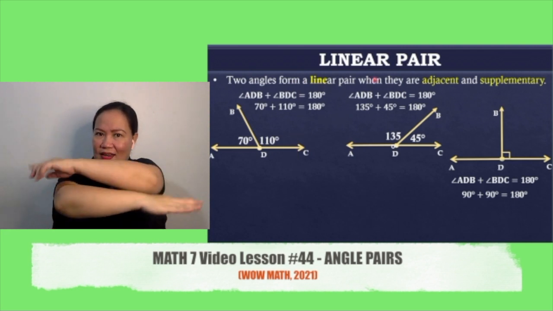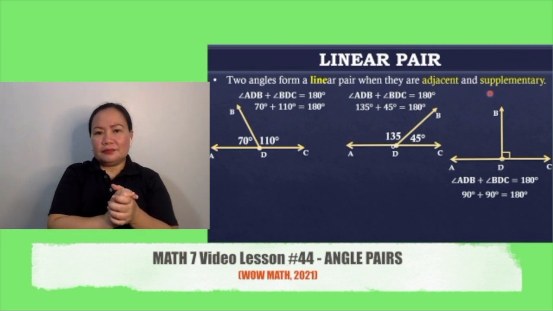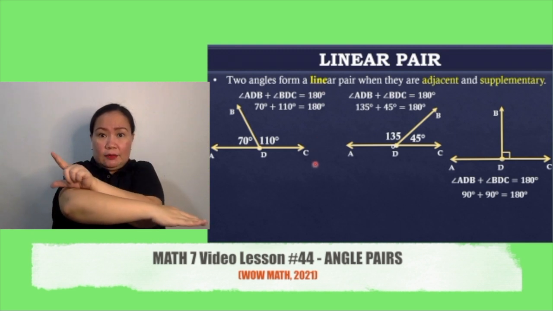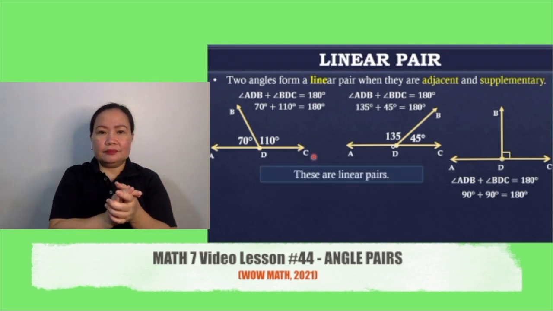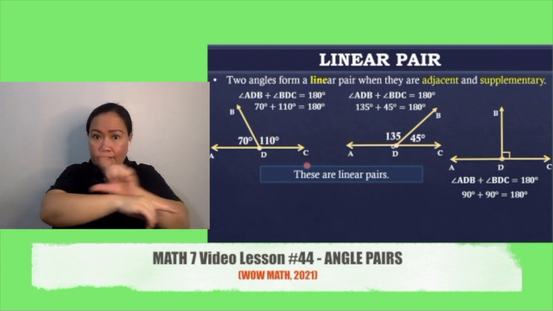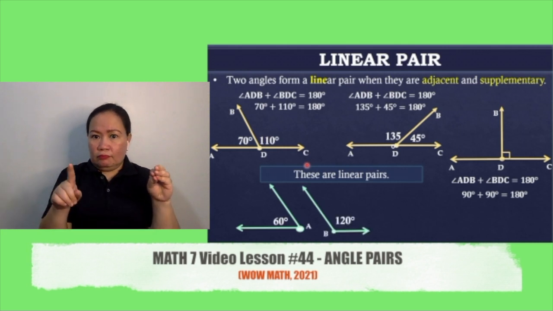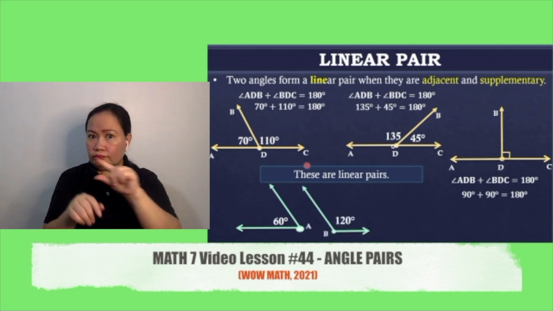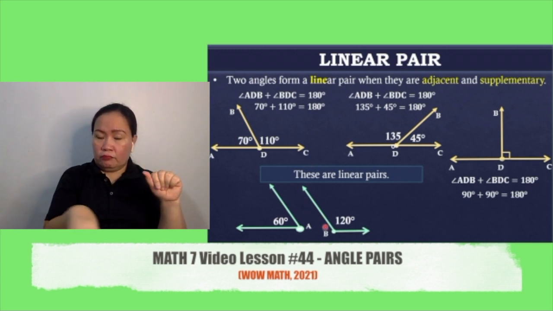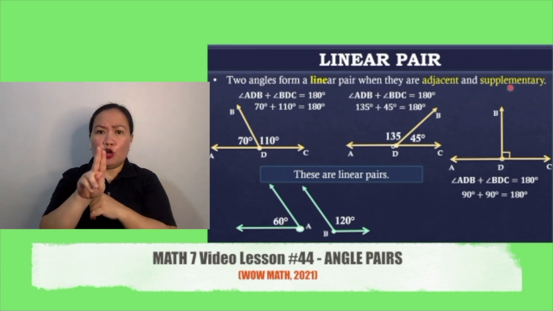So aside from adjacent and supplementary, paano natin malalaman na linear pair? Nasa isang line po sila. Okay? Next, so these are all examples of linear pair. Now, I have here, angle A is equal to 60 degrees. Angle B is equal to 120 degrees. So, as you can see, the sum of angle A and angle B is 180 degrees. So, therefore, it is supplementary. Okay?